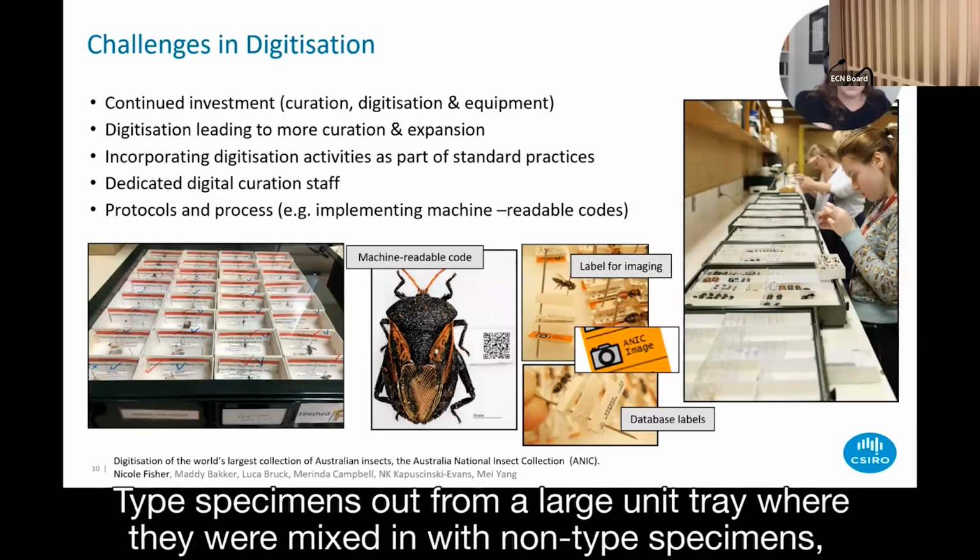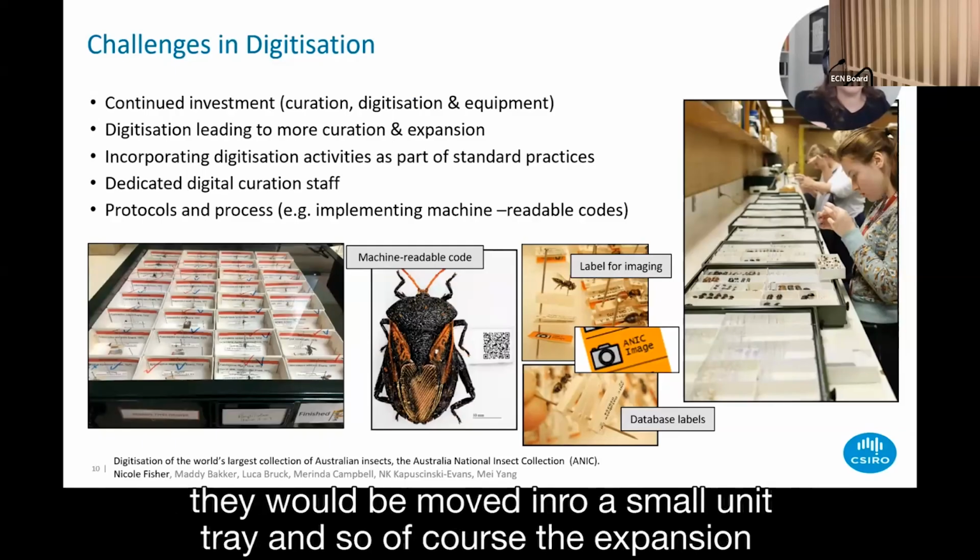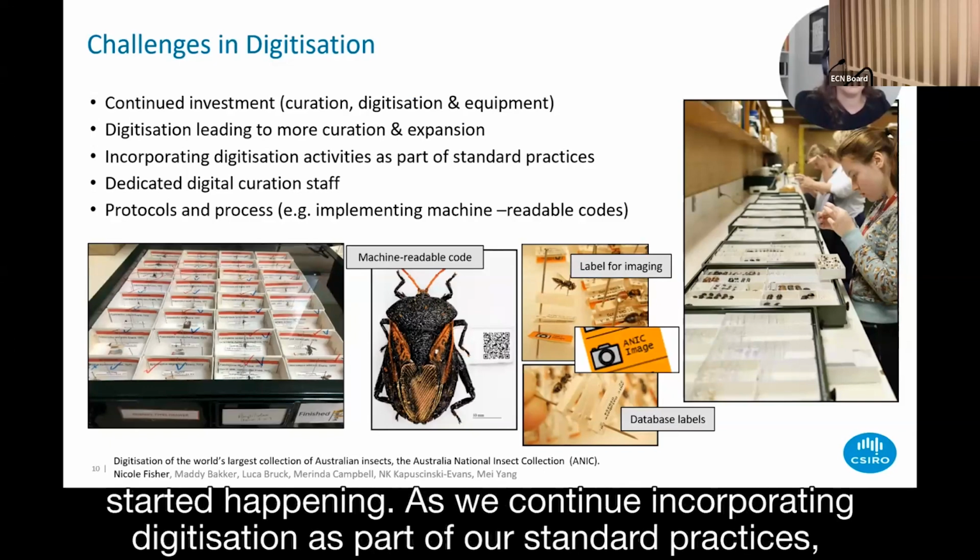When we started to move type specimens out from a large unit tray where they were mixed in with other specimens, they would be moved to a small unit tray. And so, of course, the expansion started happening.